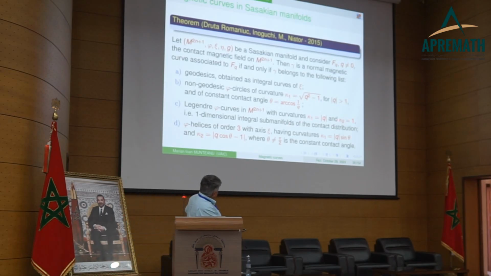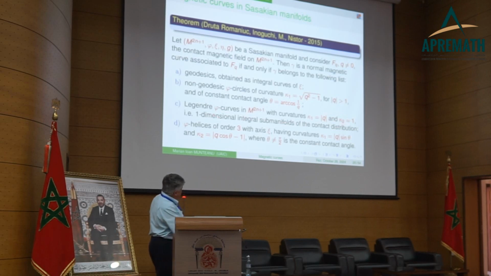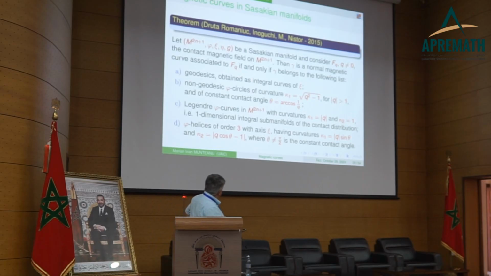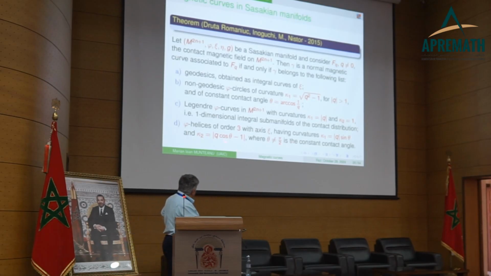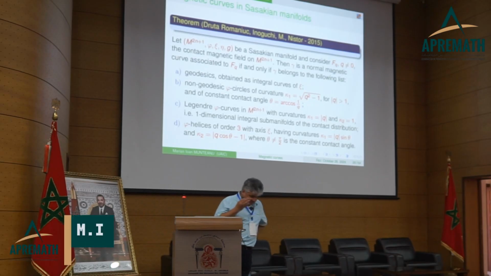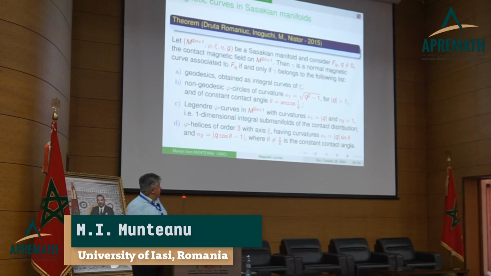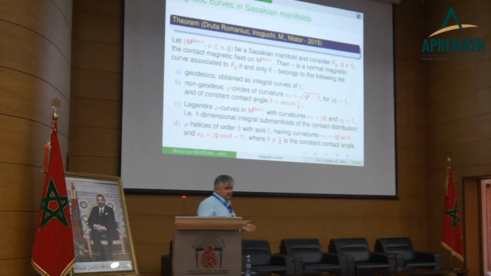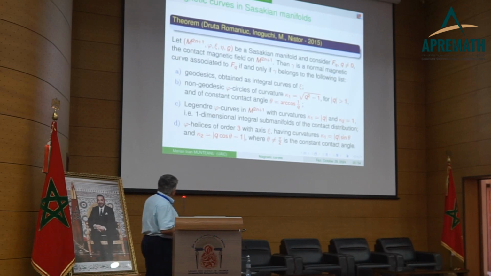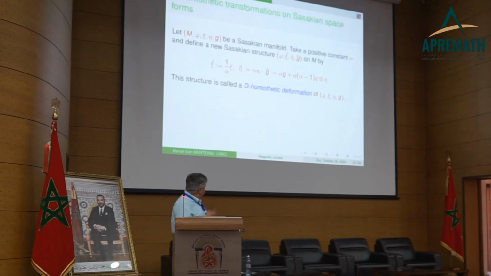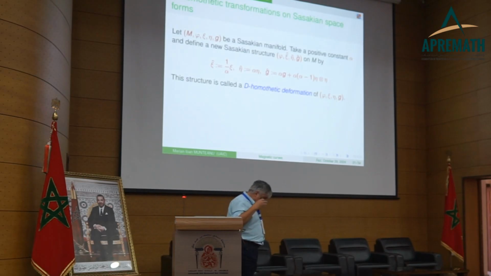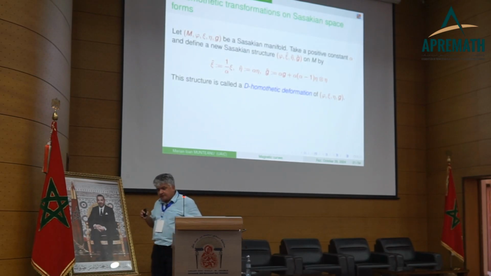Again, with constant curvature, so they are helices with K2 equal to 1, and the more general are phi helices of osculating order 3 with axis psi and with these curvatures, where theta is a constant contact angle. So all these magnetic curves in a Sasakian manifold are slant curves, so that the contact angle is constant. Okay, so this order 3 inspired us to see what happens when we are working with the Sasakian space form.